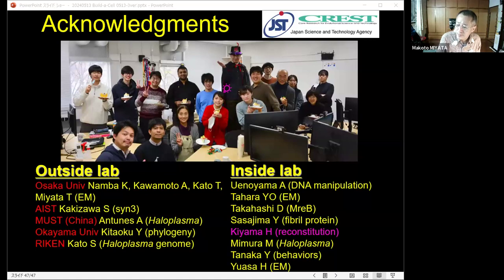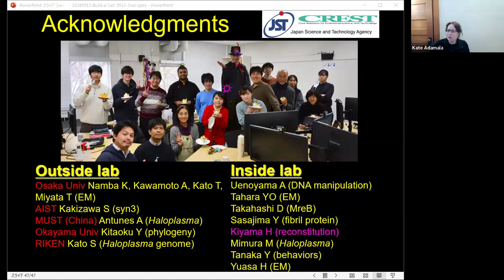We were trying to develop a gene manipulation system for the spiroplasma, but we also tried the synthetic cell, and the synthetic cell worked much better than the spiroplasma. So we shifted to the synthetic SYN3 experiments. Thank you.